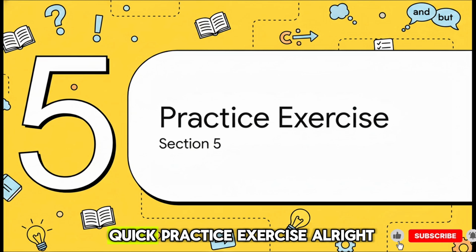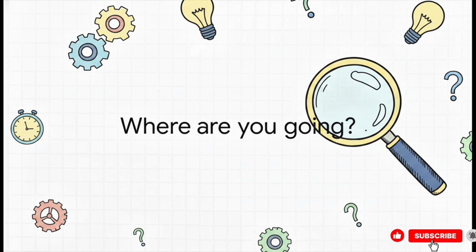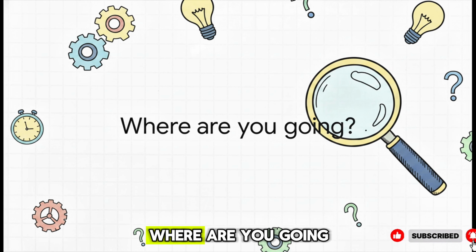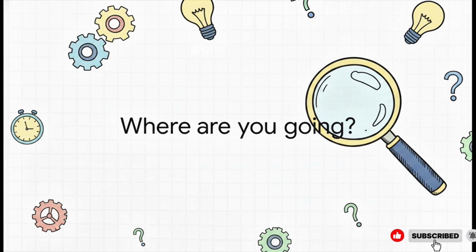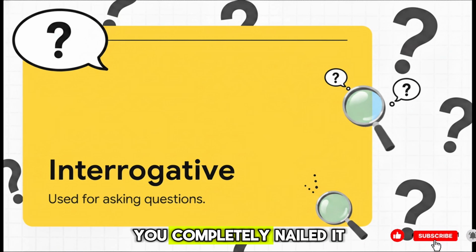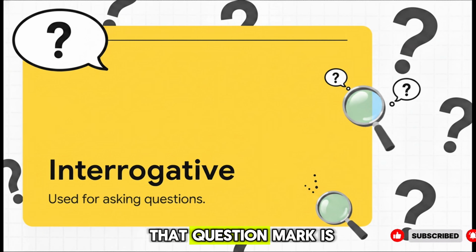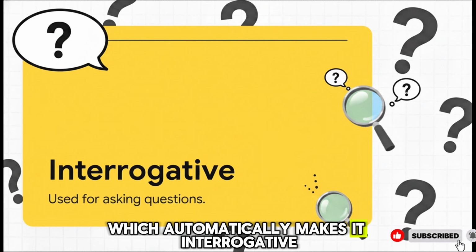Section 5. Quick practice exercise. All right, let's see if you can immediately apply the concepts we just broke down. Here is your first sentence. Where are you going? Take a second, look closely at the punctuation. Which of the 5 buckets does this fall into? If you guessed interrogative, you completely nailed it. That question mark is your primary visual cue. You're asking for an answer, which automatically makes it interrogative.